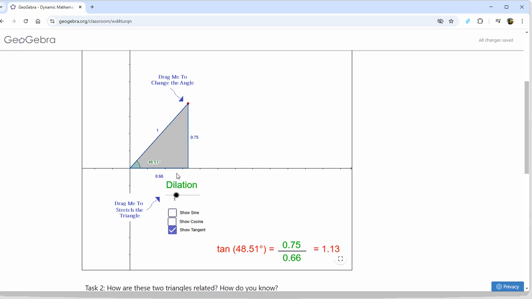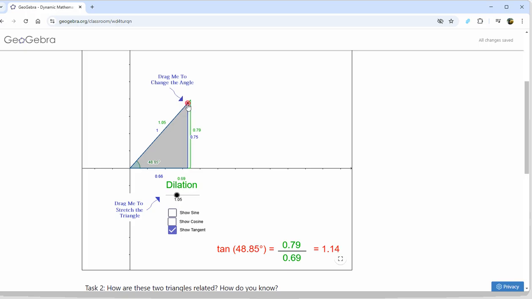Then I can take this and say, let me dilate this. Now, while these sides are getting bigger, the ratio stays the same. And the computer is telling me that it's 48.51 degrees. So no matter what the triangle becomes, I can make it super big or even smaller. As long as the ratio is 1.13, I will know that the angle of my reference angle is 48.51.